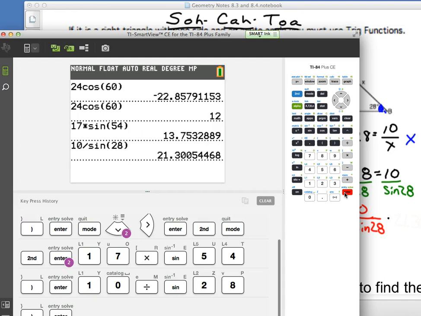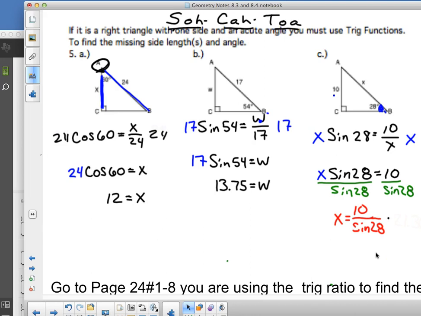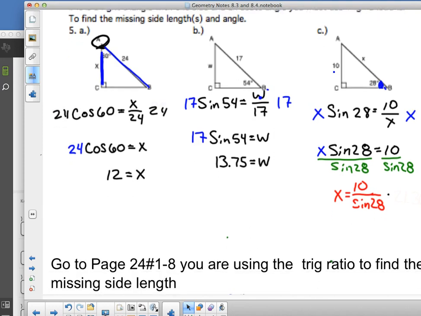Okay? Now, the next thing. Let's see where we're going to go. Oh, next question. We've done 3 examples, and I know that ain't enough. So let's turn to page 24. We're going to do problems 1 through 8 on page 24. Okay?